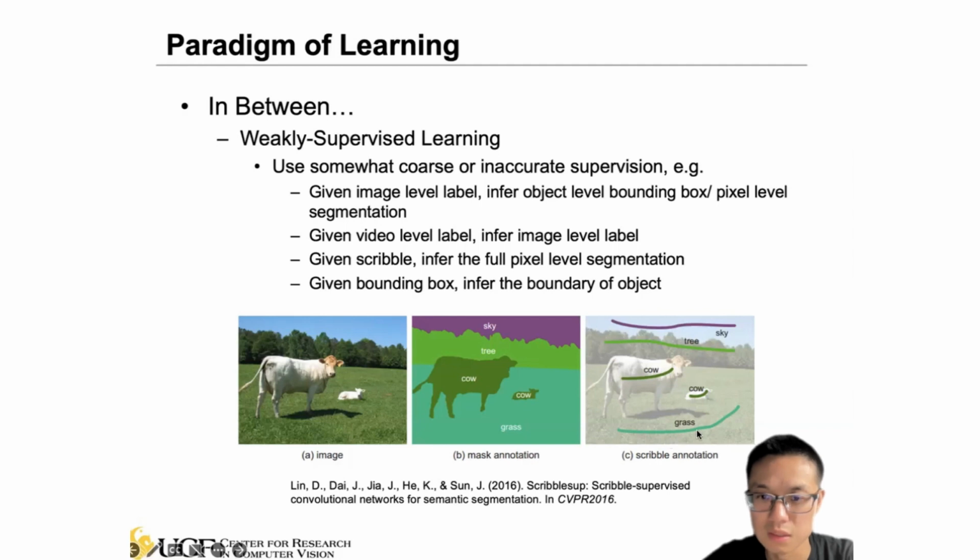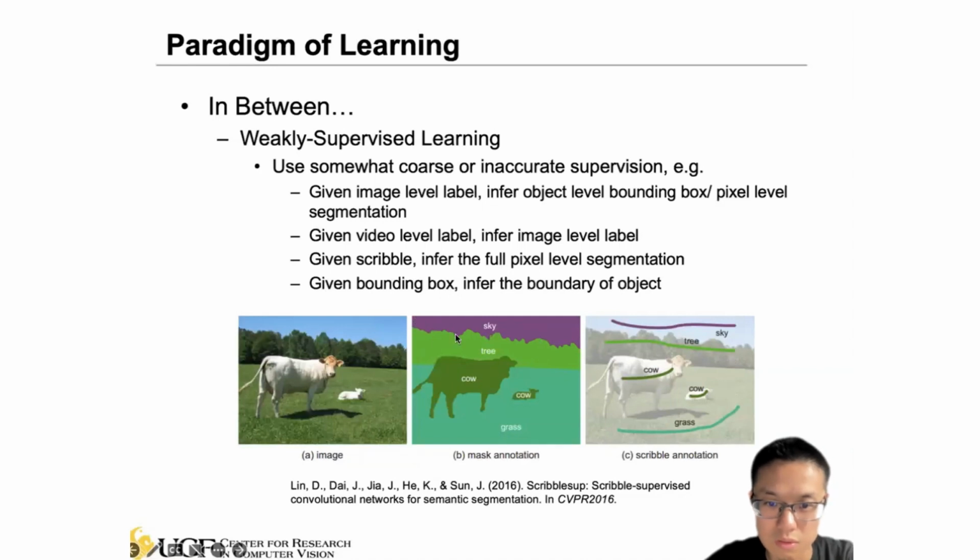Cow and grass. So compared to this kind of very accurate pixel-wise labeling, scribble labeling is going to be much quicker. You just draw a couple of lines, then you can move on to the next image. But if you sit there and do pixel-wise labeling, it's going to be very time consuming.